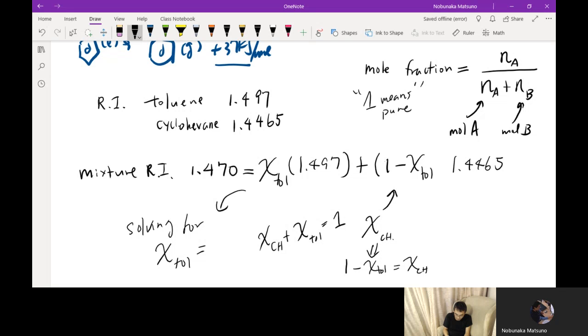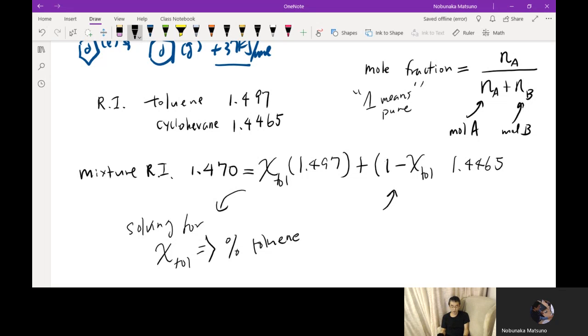Solving for the mole fraction of toluene will give you the percent toluene. So that's how to do it. Once you get the refractive index of the mixture, and based on knowing the mole fraction of each one, you can actually get the composition of what you get. So keep that in mind.